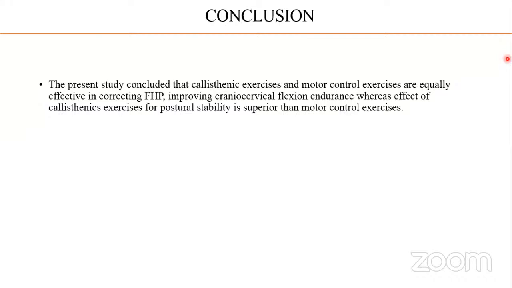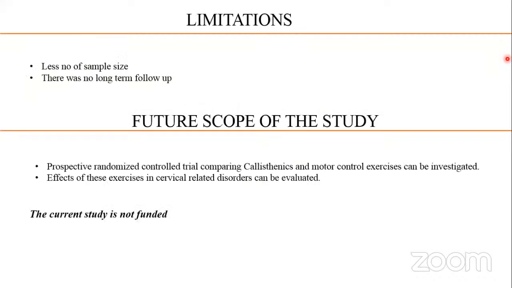Limitations: small sample size, and there was no long-term follow-up. Future scope: a prospective randomized control trial comparing calisthenic and motor control exercises can be conducted, and the effect of these exercises in cervical related disorders can be evaluated. The current study is not funded.